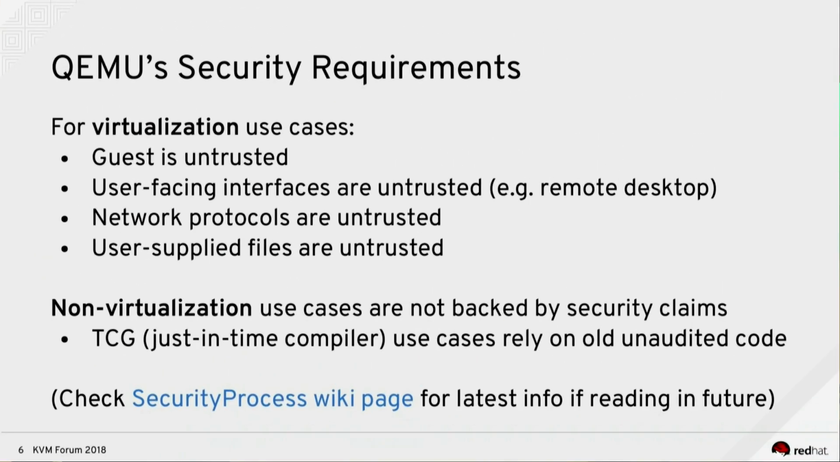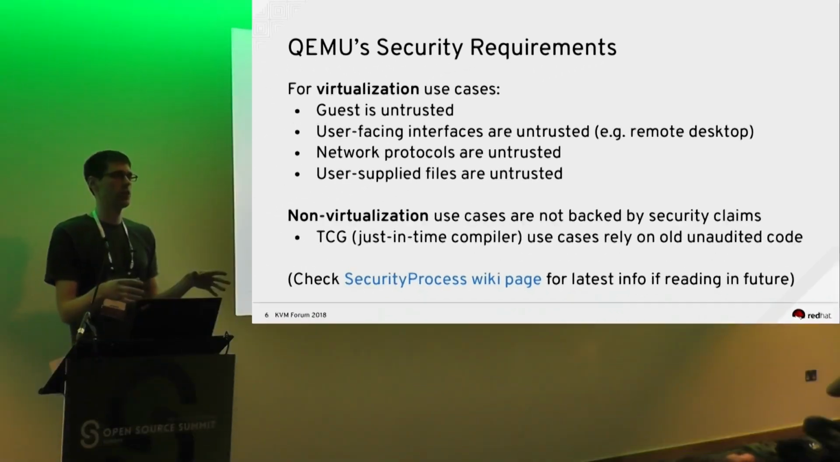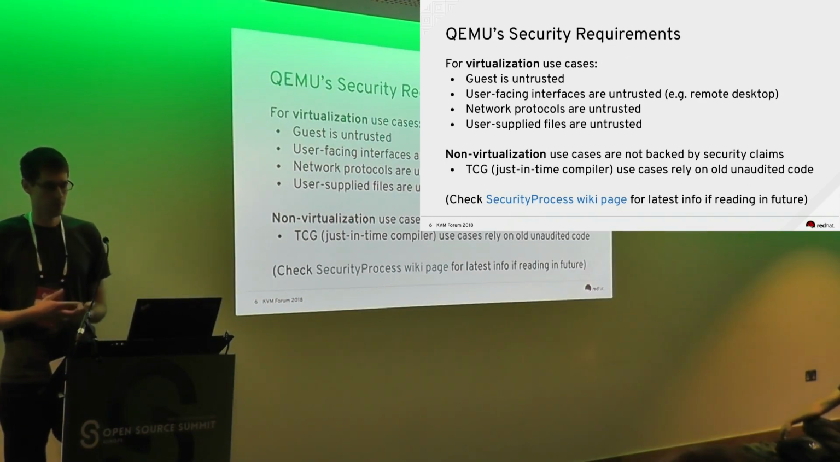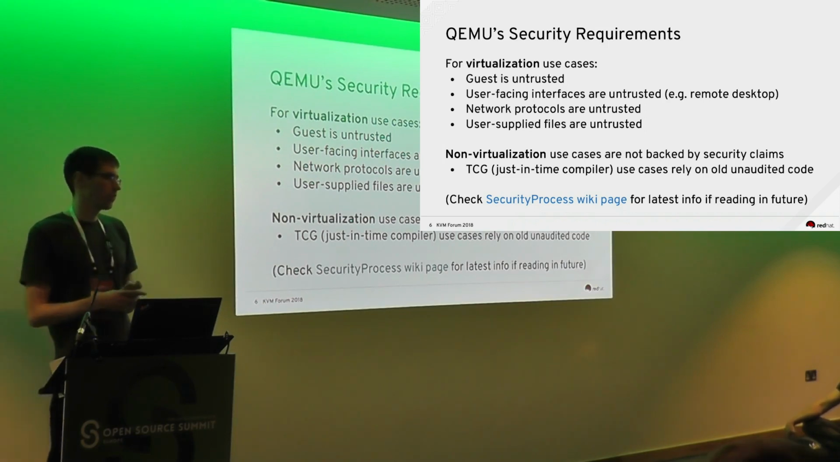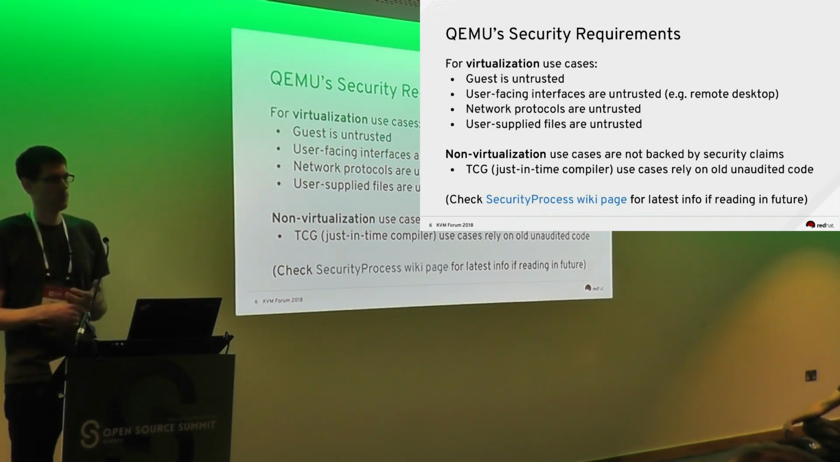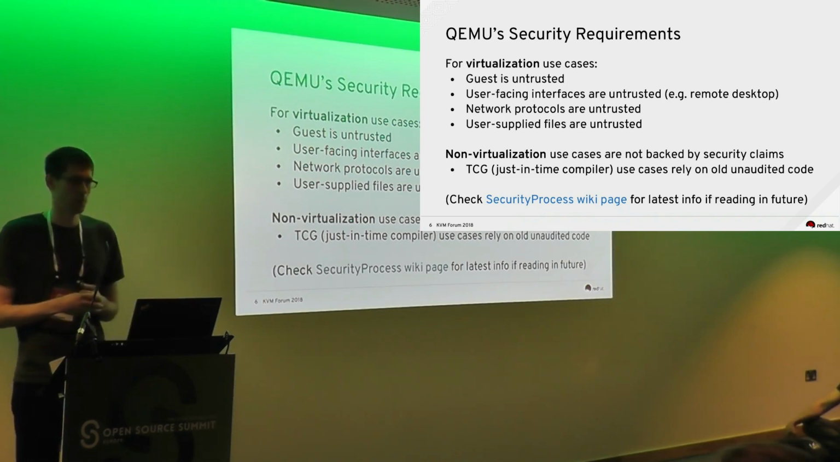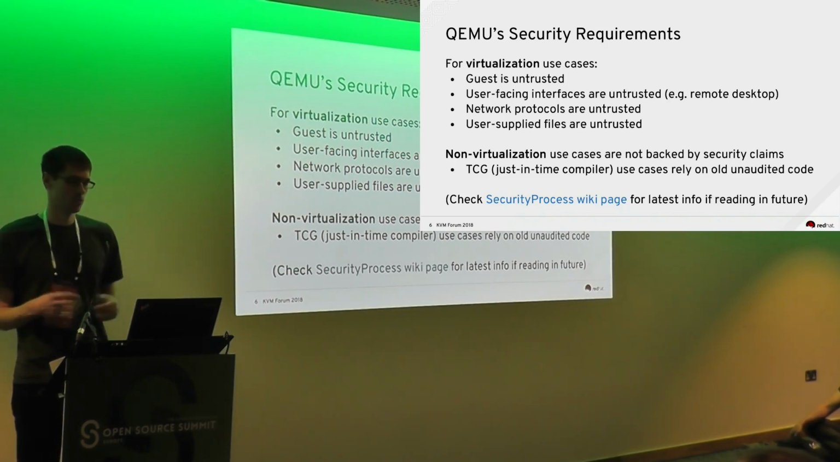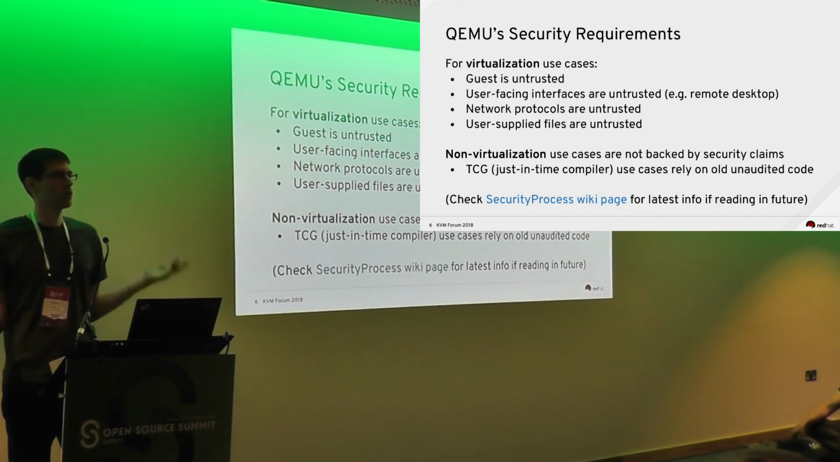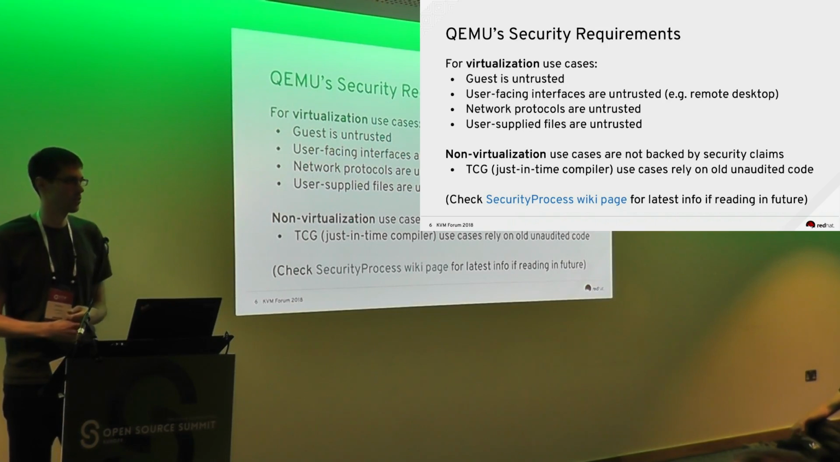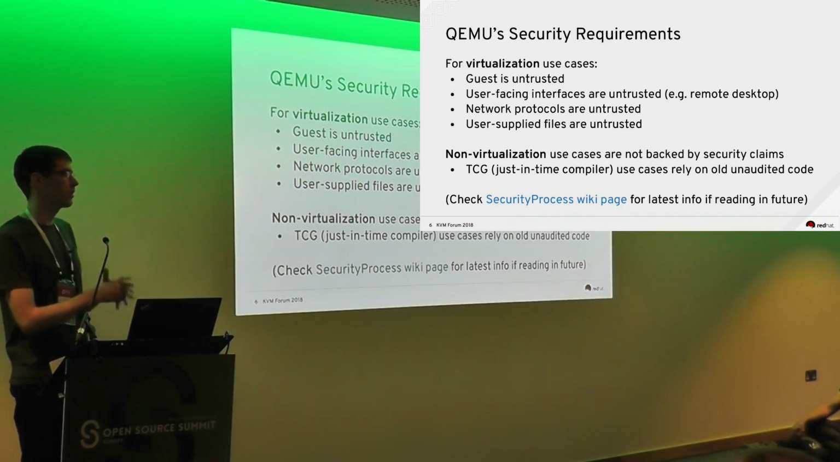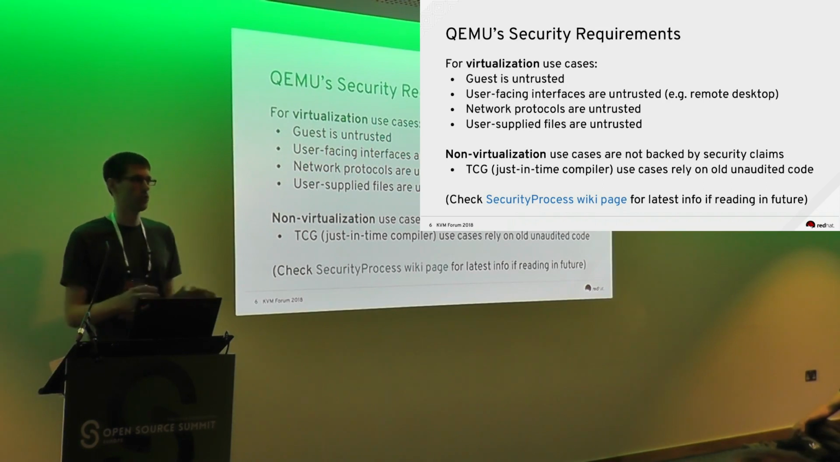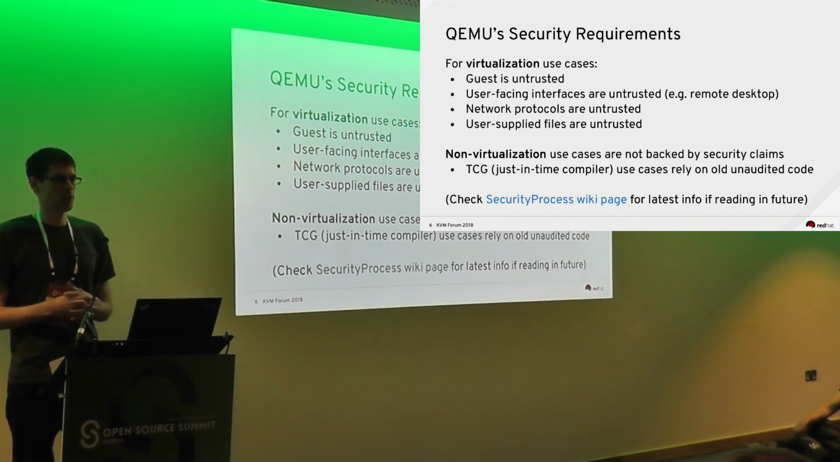Okay, so what does QEMU do today? Today, for the virtualization use case, and there I mean using KVM, the guest is considered untrusted. It could have malicious code. It could be trying to compromise the rest of the system. The user-facing interfaces, like VNC, for example, are also considered untrusted because those might be given to untrusted users who will then connect to the VM. The network protocols, basically talking to anything external, is considered untrusted. And the same thing for user-supplied files, like disk images or kernel image files and those things. QEMU doesn't trust them.